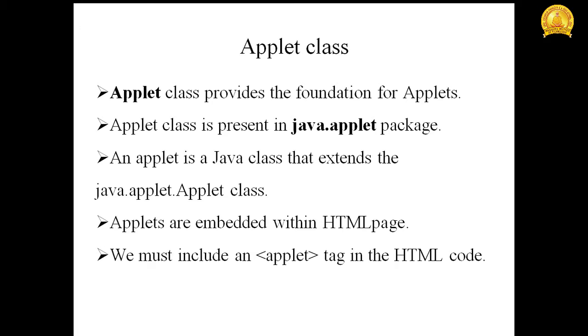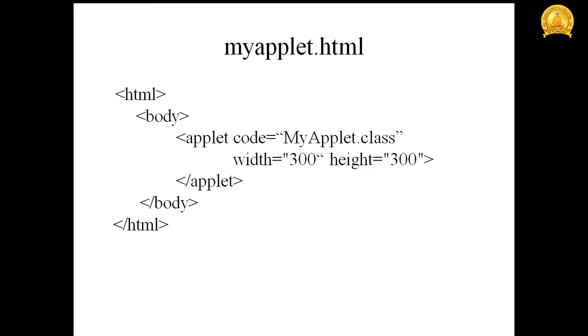So we have to write an HTML code inside which we are going to embed our applet class. To include it in the HTML code, we must write an applet tag. An applet tag is defined for the HTML page for an applet. Now this is how the HTML page looks for an applet. We are going to embed our applet program inside this HTML page. So this is the structure of the HTML code.